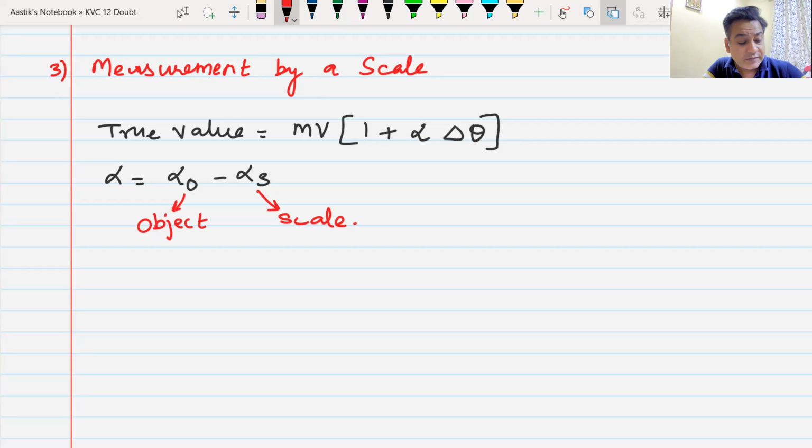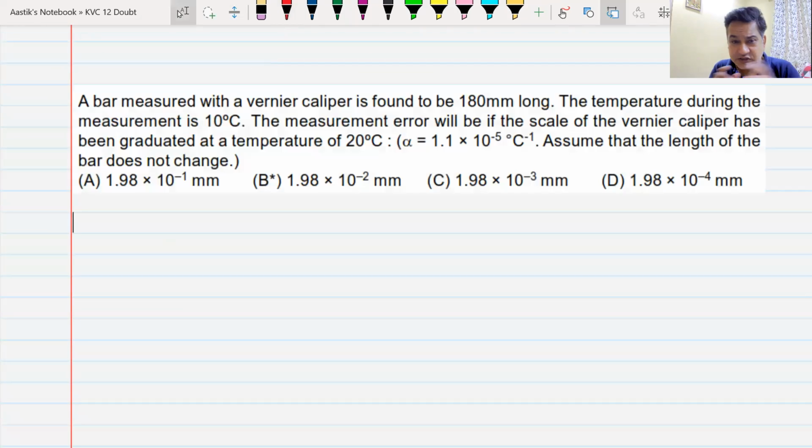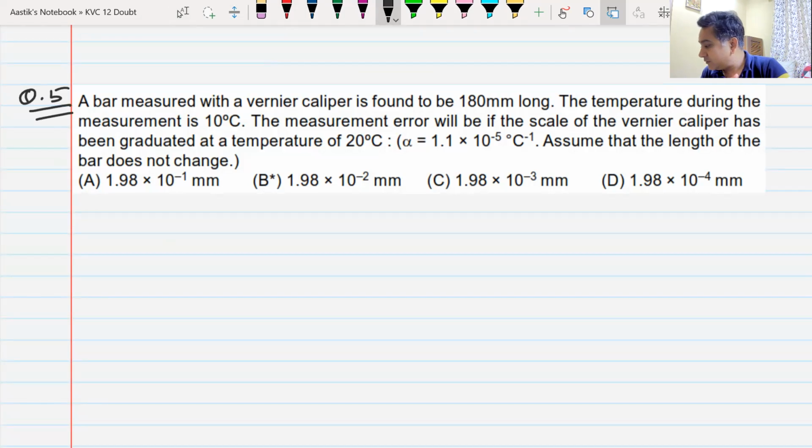For JEE Main or NEET, this question will come as it is, and it will not involve the change in length of the object. So the question would be of this nature, where change in length of the object will not be involved. The other variation of the question would be for JEE Advanced. Even this question can come in JEE Advanced. It is no hard and fast rule that this cannot come. So this is the next question that we have.